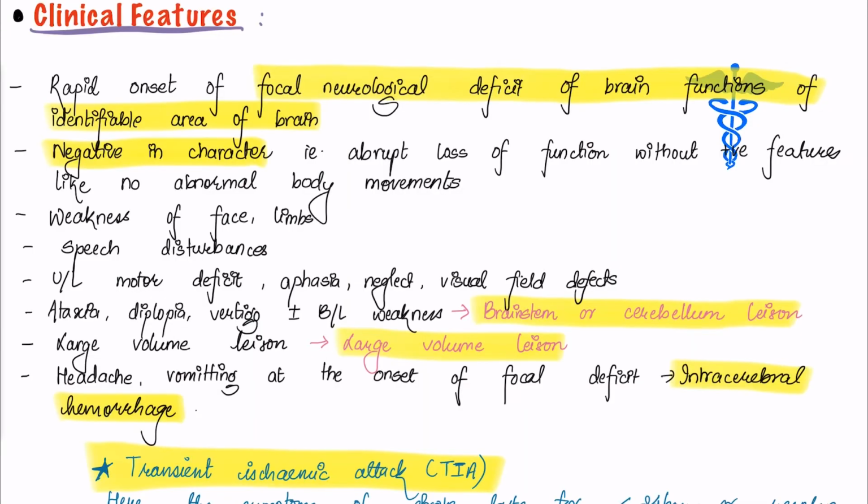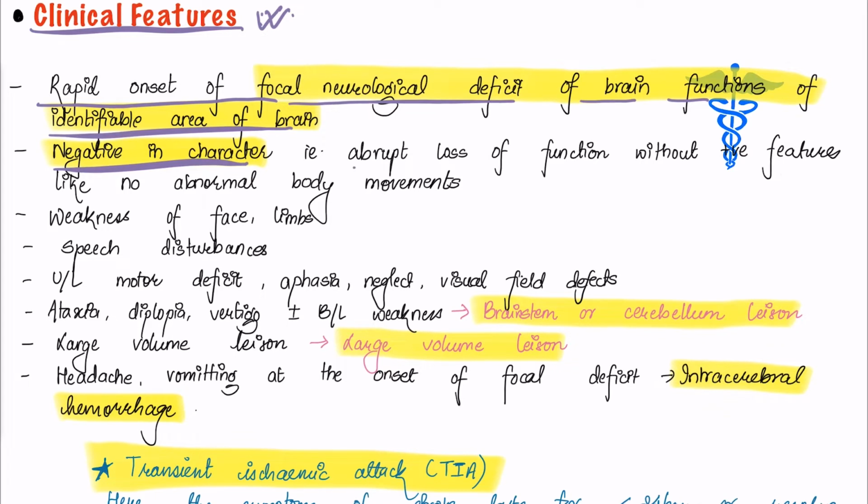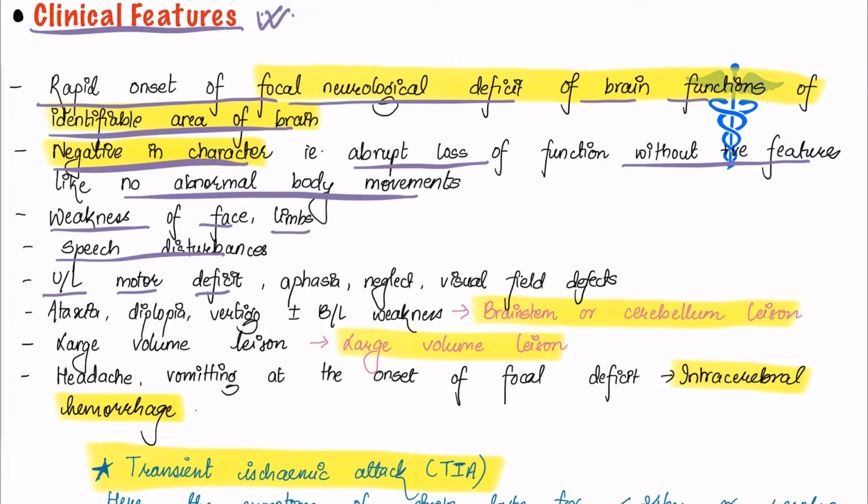Now let's talk about the clinical features. In stroke, it presents with rapid onset of focal neurological deficit of the brain function of an identifiable area of the brain. It is negative in character, that is, there is abrupt loss of function without positive features like abnormal body movements. There can be weakness of the face, limbs, there can be speech disturbances, and there can be unilateral motor deficit, aphasia, neglect, and visual field defects.